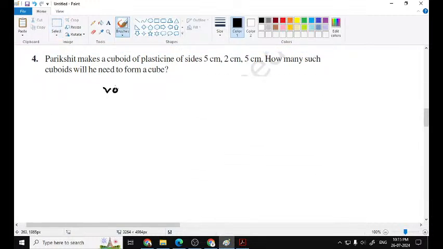Volume of cuboid is length into breadth into height. In this case it is 5 into 2 into 5.